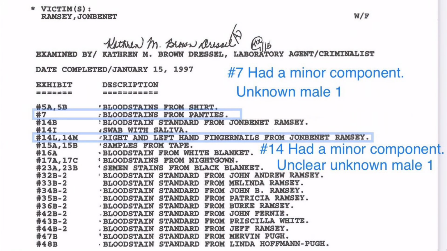Now, exhibit number 7 had a minor component that was labeled Unknown Male 1, and exhibit number 14 had a minor component, but it's not clear if that is Unknown Male 1.